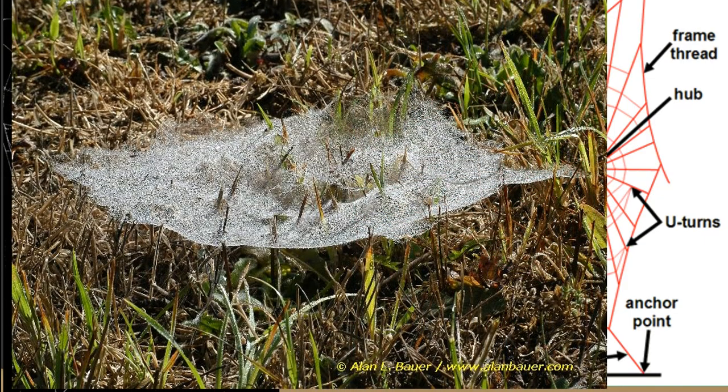This is our sheet. The sheet web will be along the ground, so that spider is terrestrial. It's living on the ground. And look what it's capturing. Not only will it capture prey, but it also captures water there, and they're able to actually use that water for drinking.